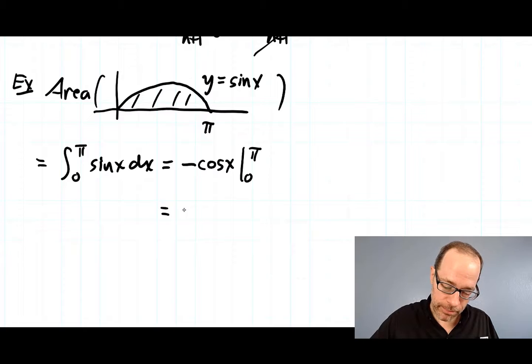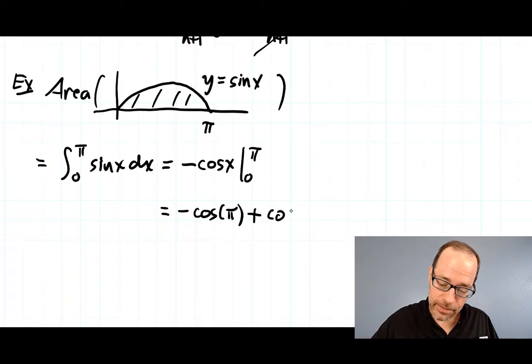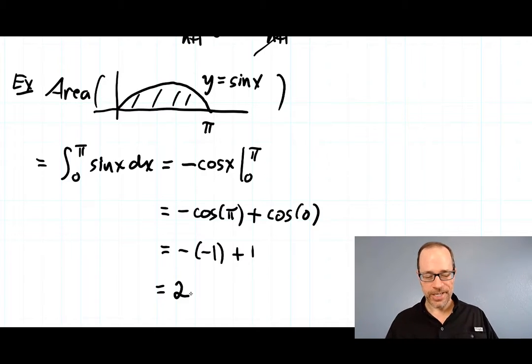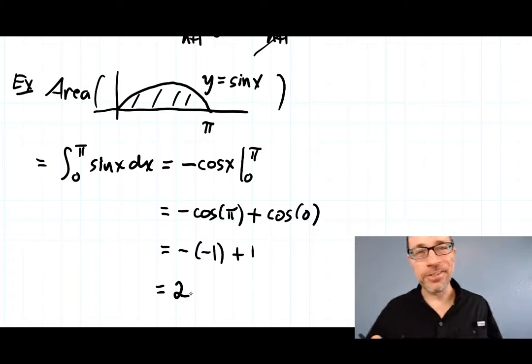So that means we plug in pi, then we subtract off, so minus minus, plugging in 0. So we get minus 1 plus 1 for a total of 2. So the area under one arch of the sine function is 2.